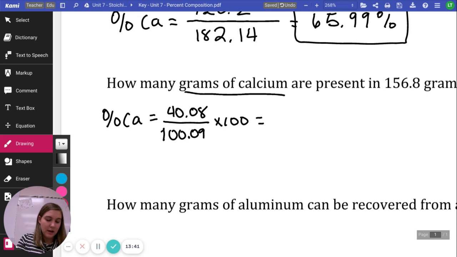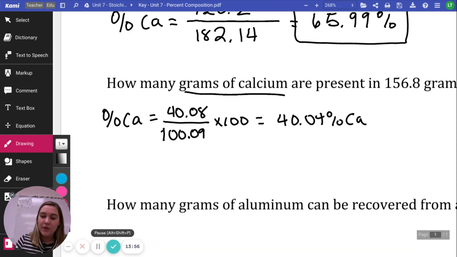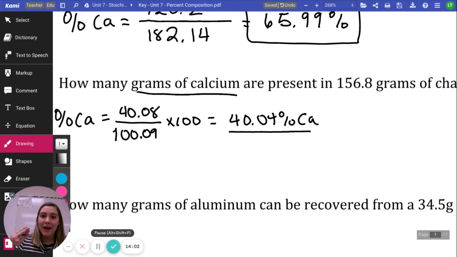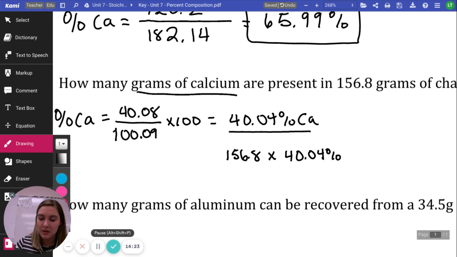So I end up with 40.08 divided by 100.09 times 100, and I got that calcium carbonate is 40.04% calcium. Okay, so that means that my compound is made up of 40% calcium by mass. So if I have 156.8 grams of chalk there, then 40.04% of it is going to be calcium. So to figure out how much it is, I can say 156.8, and I know that 40.04% of it is calcium. Well, anytime we're multiplying percentages, we have to convert them into a decimal.